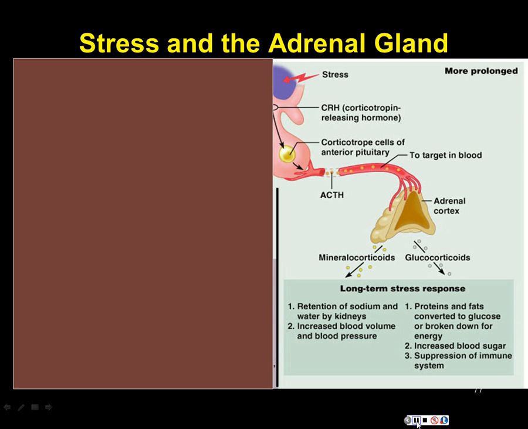Your immune system's going to plummet, right? And what happens? You get sick. Okay, very good. You've probably actually experienced this.